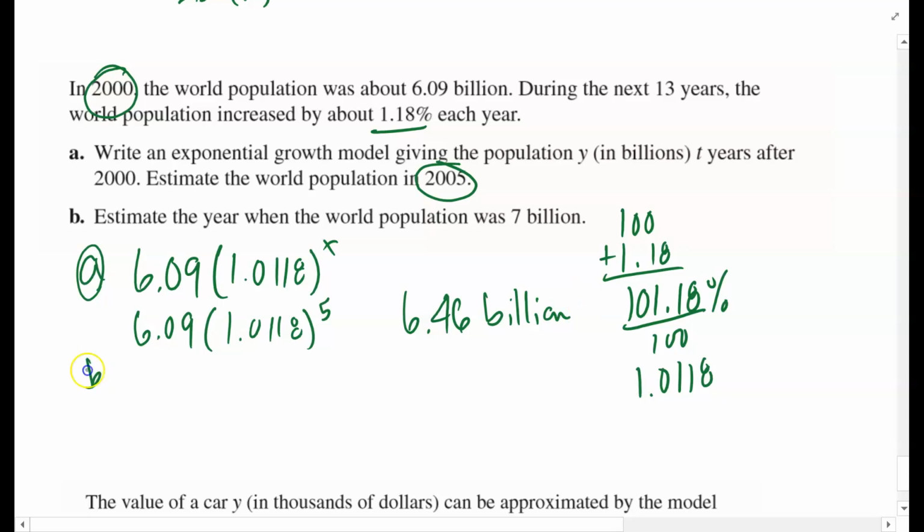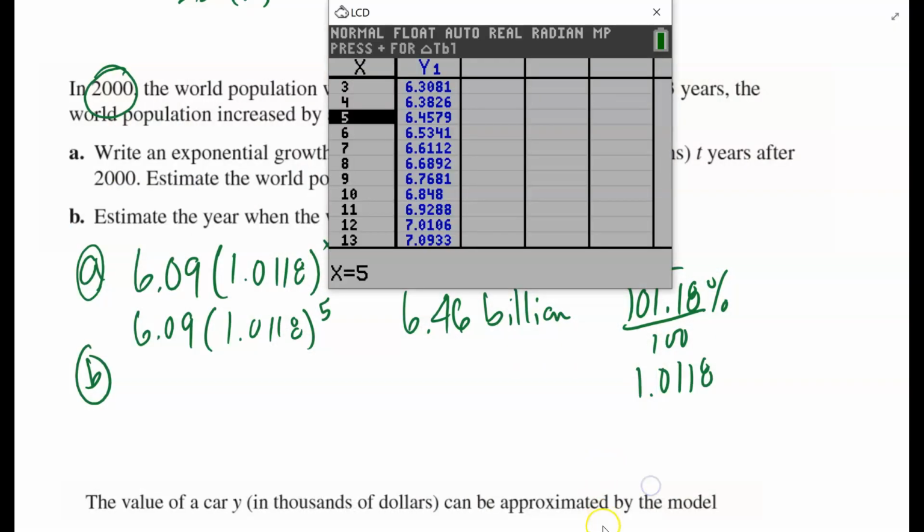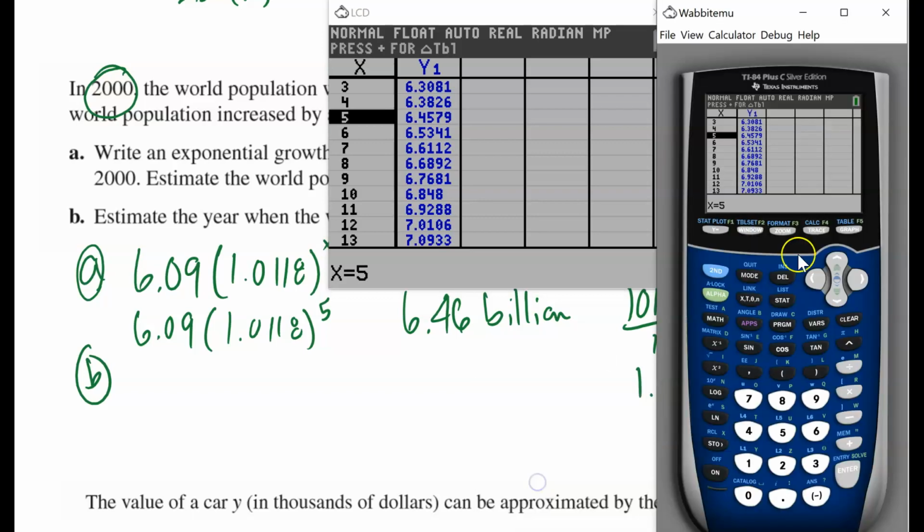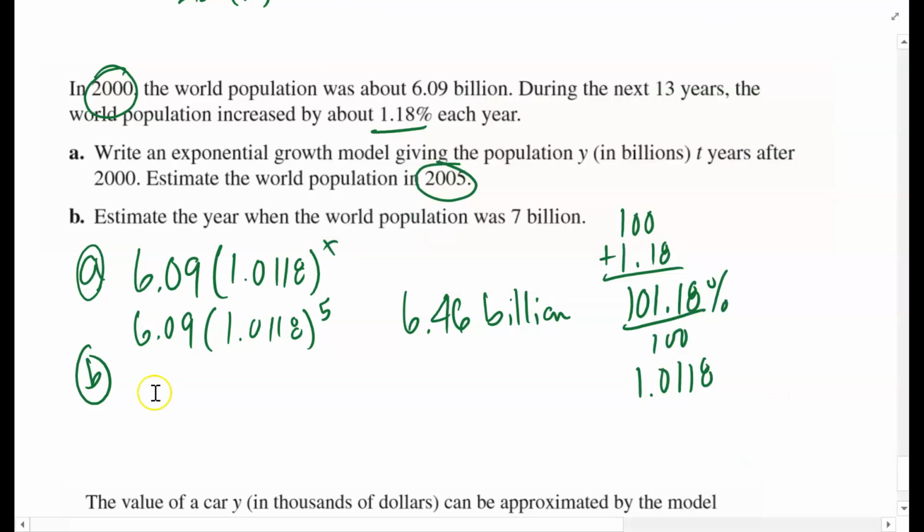Okay. Now, part B of this wants us to estimate when the population of the world would be around 7 billion. So again, if we go back to our calculator, we can scroll down through the data. It wants an estimation, not an exact. So we see between 11 and 12 is when it jumps from the 6 billions to 7 billion. And so we would say approximately 11 to 12 years.